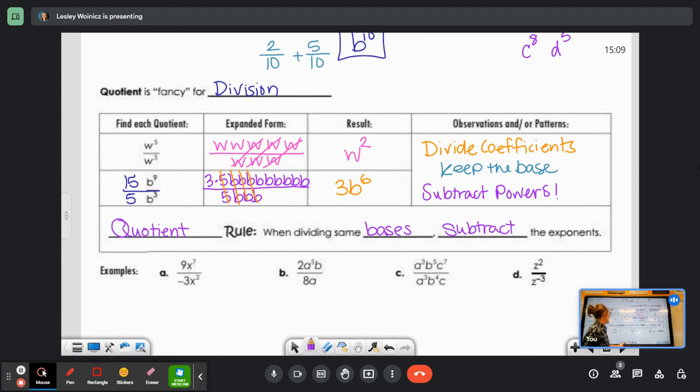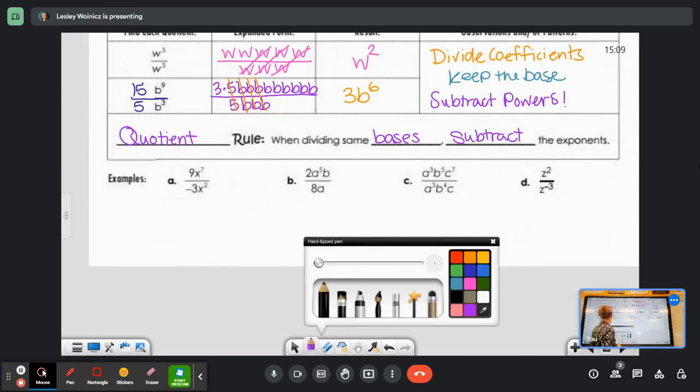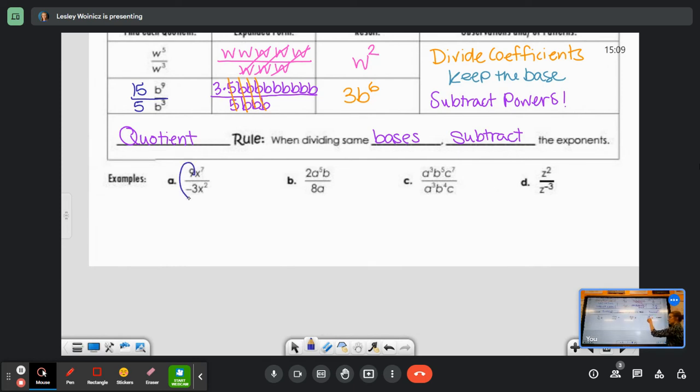Okay, let's look at some examples. So if I have coefficients right here in the front. So we figured out that we have to divide coefficients. What is a positive 9 divided by a negative 3?